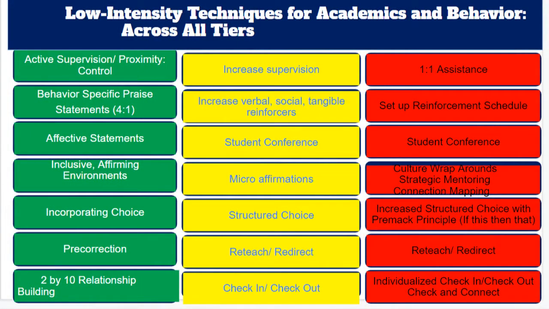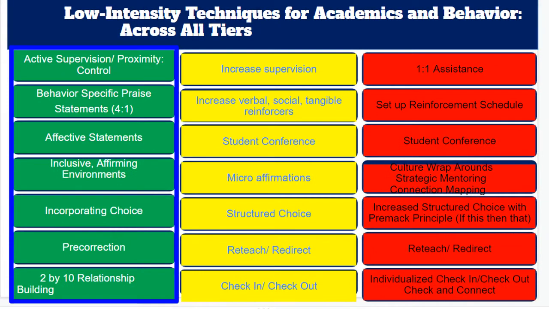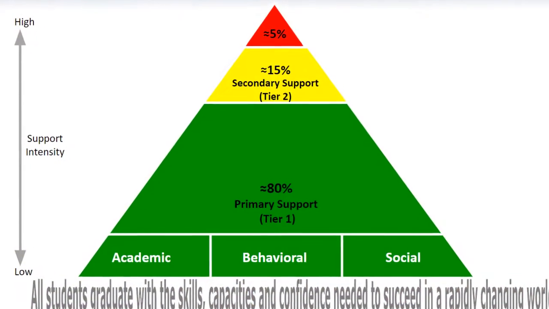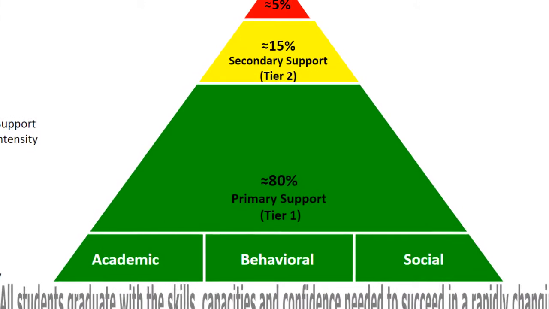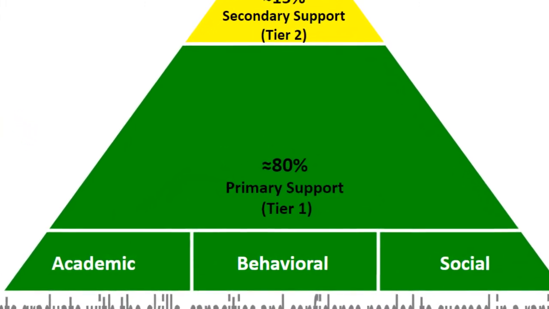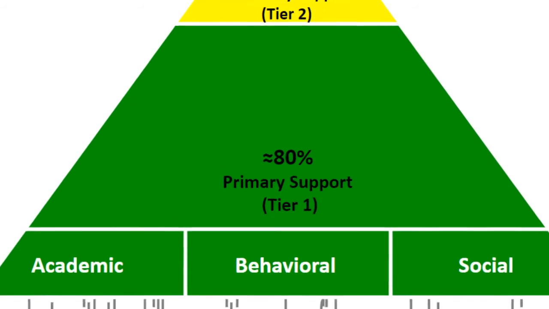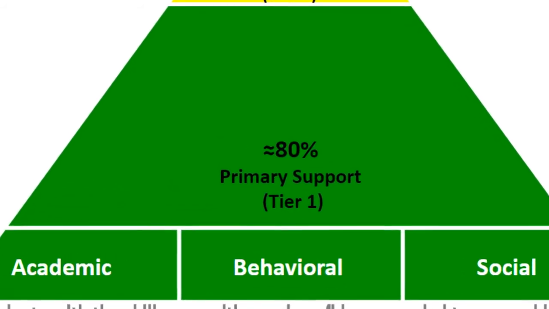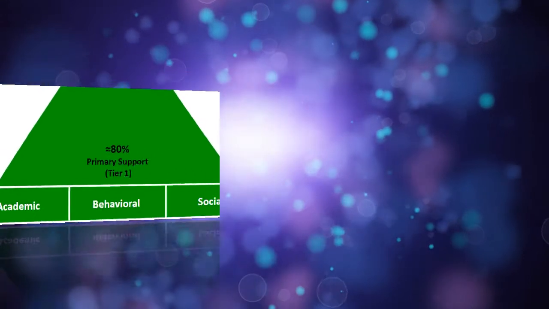Low-intensity techniques may be provided to students across all three tiers. This video will focus on some Tier 1 techniques for teachers to use in the classroom. What is meant by Tier 1 is that they are techniques meant for all students. They're not specialized or directed at individual students. Rather, they are meant to address the needs of the classroom as a whole.